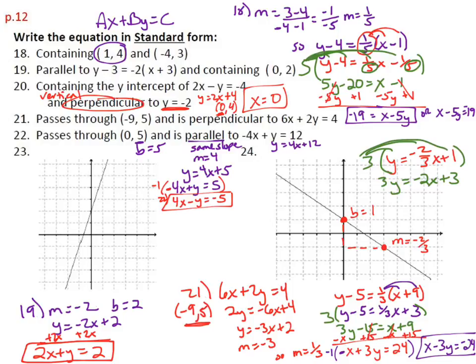And then all I have left to do is to add that 2x to both sides, because that is going to give me a positive a value. So I'm going to have 2x + 3y = 3. And I am in standard form. A, b, and c are all integers, and a is positive. So there's our practice writing in standard form.